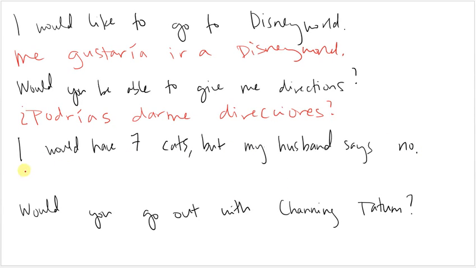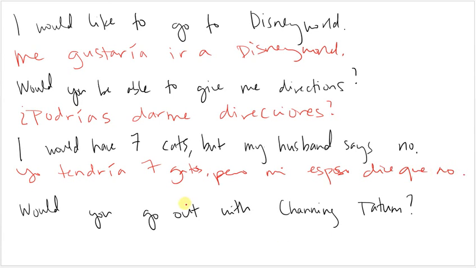Okay, I would have 7 cats, but my husband says no. What a jerk. Okay, so I would have, we need the conditional of tener. So tener is irregular, so it goes to tendr-, and the conditional is tendría. So yo tendría 7 gatos, pero mi esposo dice que no.